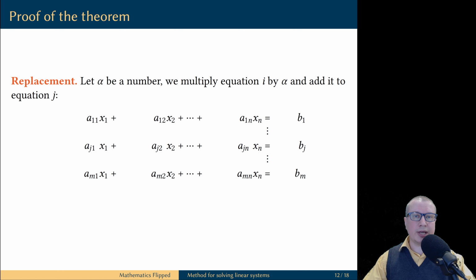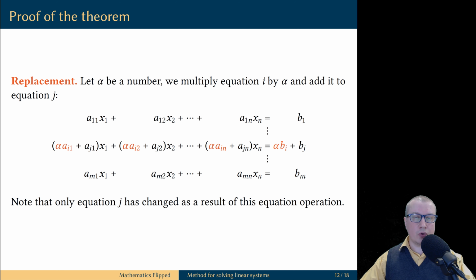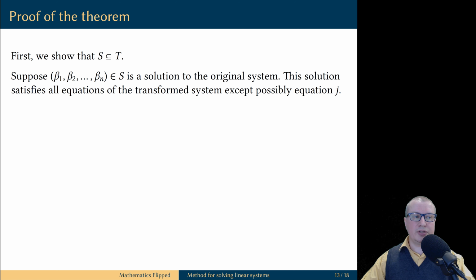Finally, let's look at what happens when we apply a replacement operation. For example, we take equation number I, multiply it by a constant alpha, and add the result to equation number j. So what you see right now is the original linear system, and this is the transformed linear system. Notice that only equation number j has changed. All other equations remain the same. Let's show that S is a subset of T.